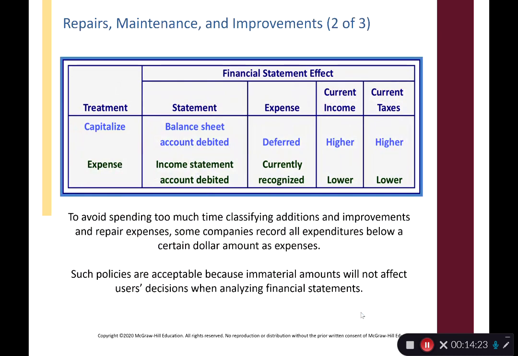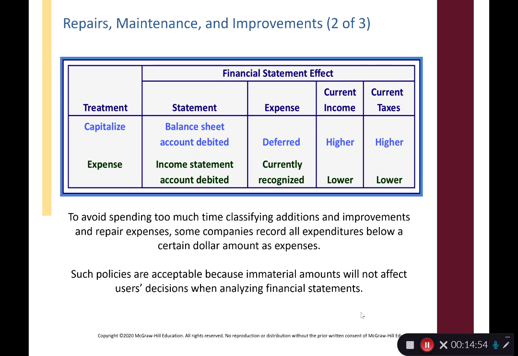This slide provides a nice summary of the difference. So when we capitalize it, we include the cost on the balance sheet account. The expense is deferred until later when we expense it through depreciation, which means currently our income and our taxes are both going to be higher. When we expense it as a repair, the income statement expense account is debited, which means expenses go up, which means in turn that our income and our taxes would be lower.